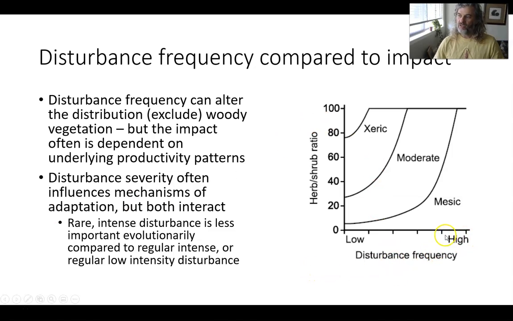Here's the point of this graphic. At high disturbance frequencies, it is much easier to shift the dominant vegetation from something that is woody, and in this figure, this is talking about shrubs, but it works for forests as well. It's much easier to shift ecosystems from ecosystem types that are dominated by woody plants to those that are herbaceous, grasses and forbs. Now, these three categories here, xeric, moderate, and mesic, are a general productivity gradient. And in dry ecosystems, even just a small increase in disturbance frequency can shift those systems from being dominated by woody plants to being dominated by non-woody plants.